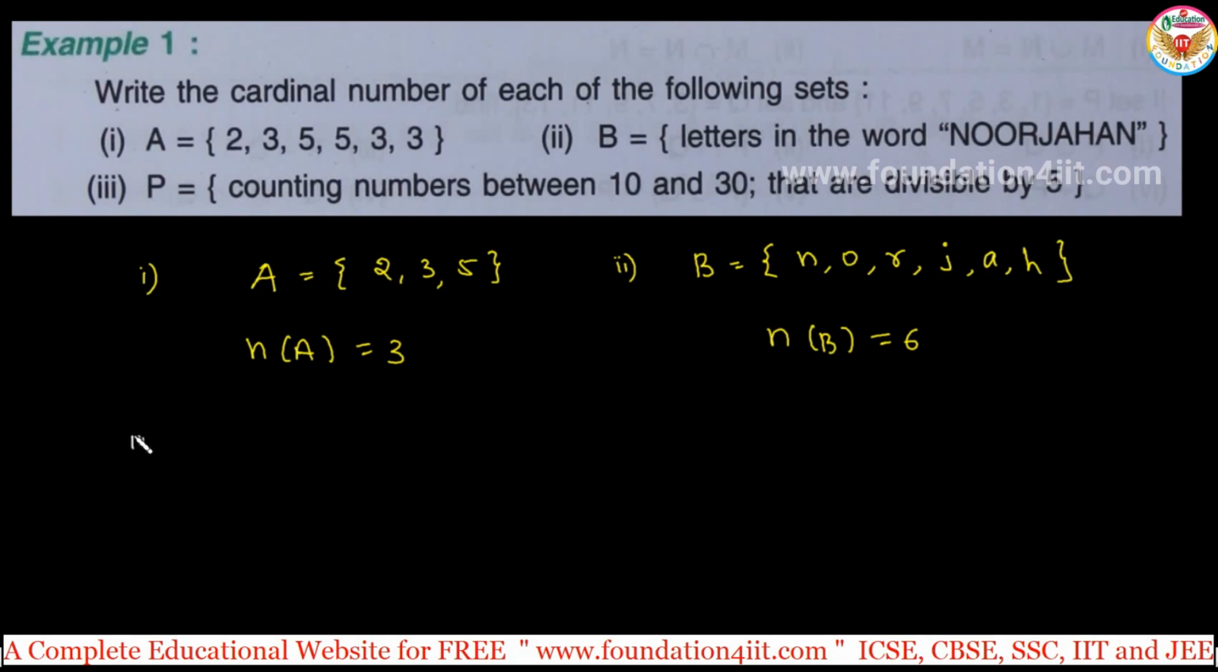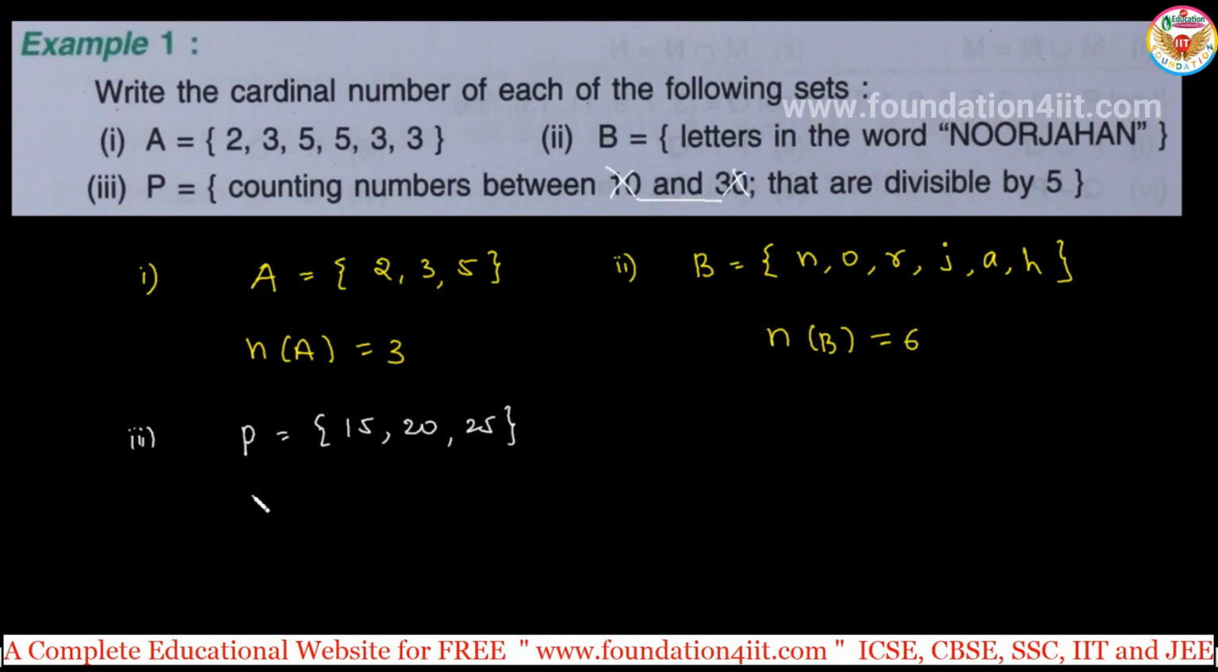Next, the third one. P is the set of counting numbers between 10 and 30 that are divisible by 5. Between 10 and 30, exactly divisible by 5. So 10 is not there. After 10, in the 5 table, we have 15, next 20, 25, then 30. But in between 10 and 30, so 10 and 30 should not be taken. Only 15, 20, 25. So the number of elements in set P is 3. Therefore, n of P is equal to 3, or the cardinal number of set P is 3. This is how we find the cardinal number.